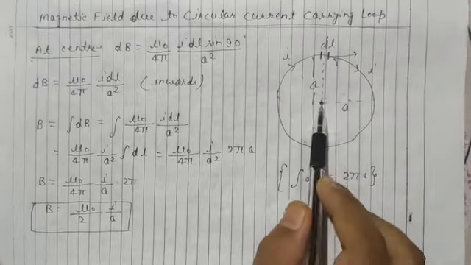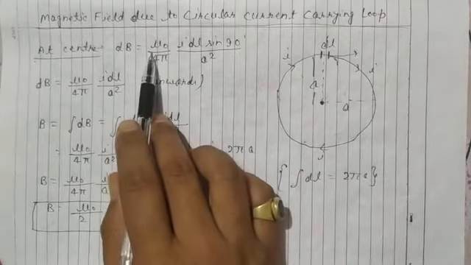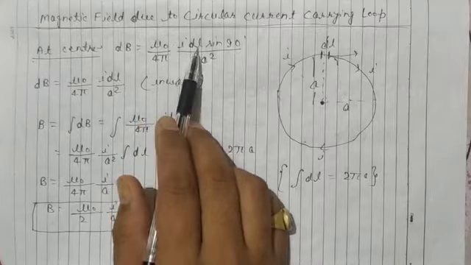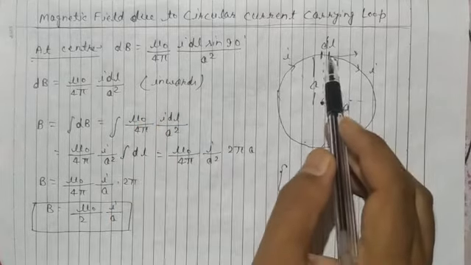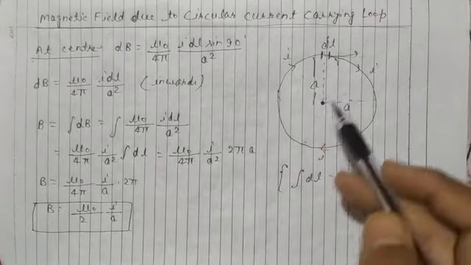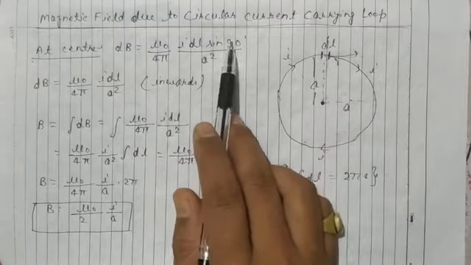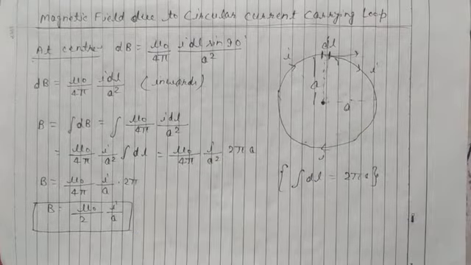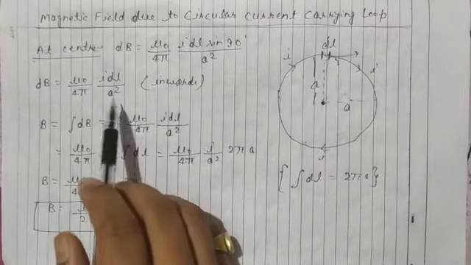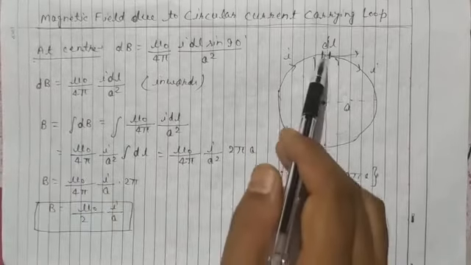So at the center, this point, the magnetic field dB is equal to, according to the Biot-Savart law, mu naught upon 4 pi, I dl sin theta. Theta is this angle between this distance and dl. This is 90 degrees, so sin 90 degrees upon a square. Mu naught upon 4 pi, I dl sin 90 upon a square. This is the magnetic field due to the small element dl.